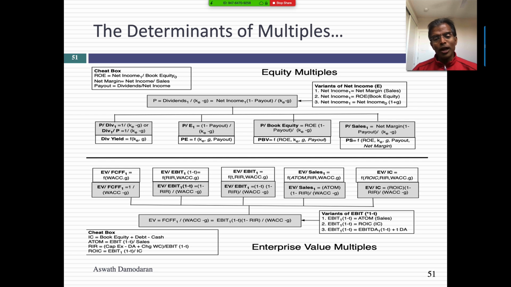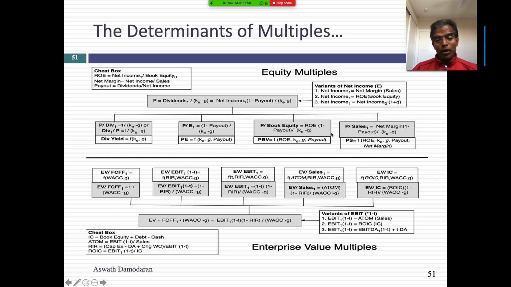So at this point, you should have a sense of what the variables are that drive each multiple. If you have an equity multiple, as I said, go back to an equity valuation model, a stable growth dividend discount model. Using that, we got the variables that drive price earnings. The variables that drive price earnings are cost of equity, growth, and payout. Price to book is cost of equity, growth, and payout, and return on equity adds on. That's a companion variable. Price to sales, not an internally consistent multiple, but there are some people who insist on using it. It's return on equity, cost of equity, growth, payout, and net margin. And dividend yield is driven by cost of equity and growth rate.